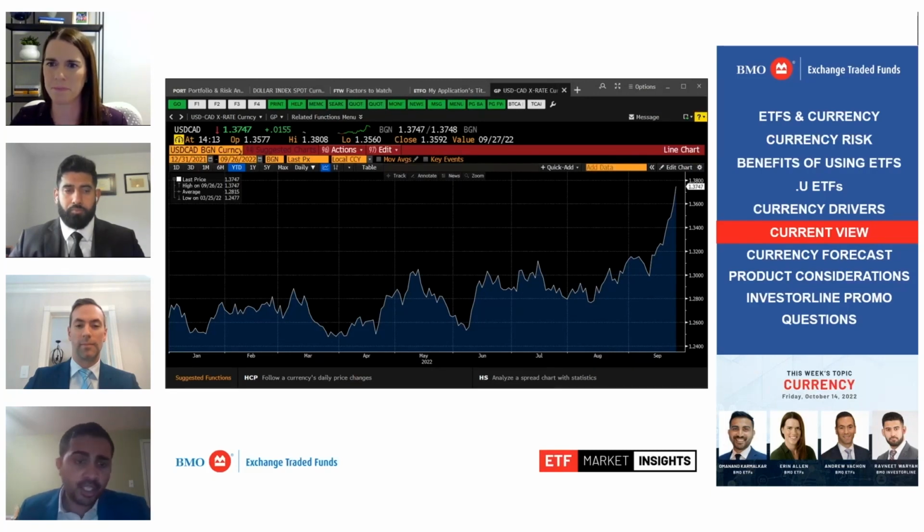Moving forward, we are cognizant of the risks in the world with Russia, Ukraine, with inflation, with China and their zero COVID policy. So there are a lot of headwinds in the market. So we could see this flight to safety in the US dollar around for some time.